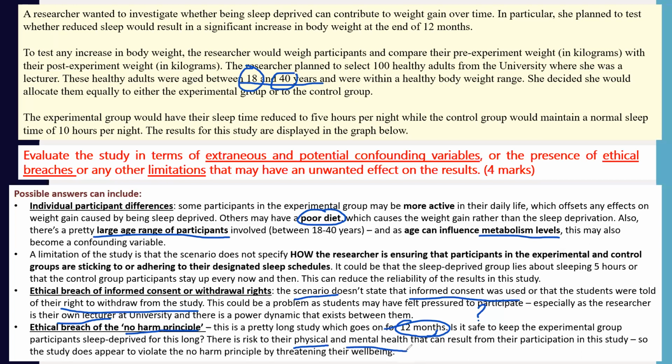Over time, sleep deprivation can make you less cognitively efficient. It can make you experience changes in your physical health. When we're sleep deprived, we have higher levels of cortisol, which is the stress hormone in our body. There are issues with the regulation of other hormones, like hunger hormones, and those hormones cause us to overeat, which can have a negative effect on our health as well. So it does breach the no harm principle, because it's a very long study and sleep depriving people for that long is never a good idea.